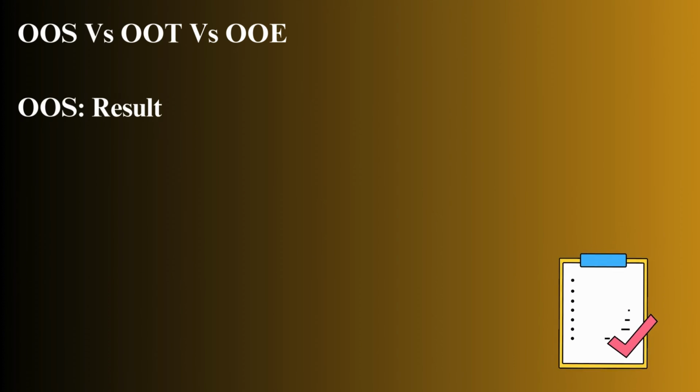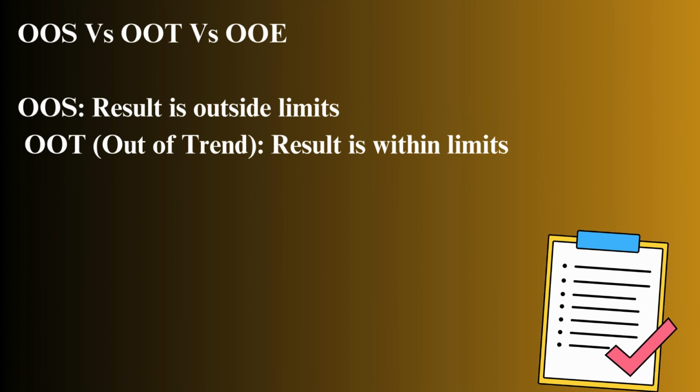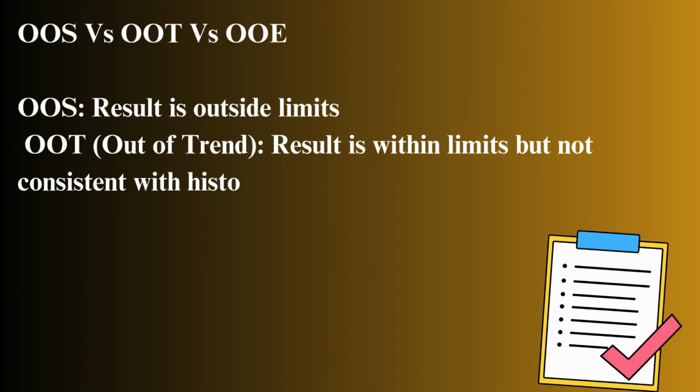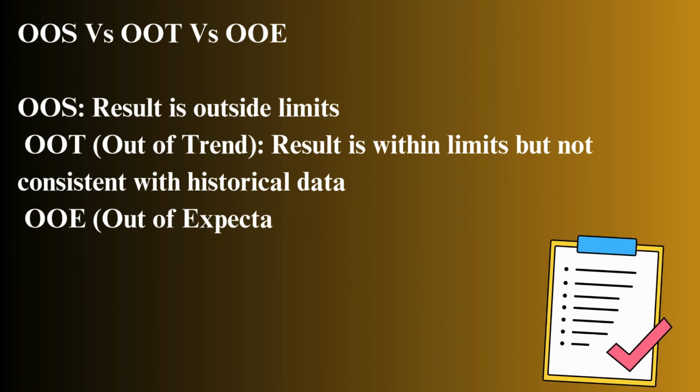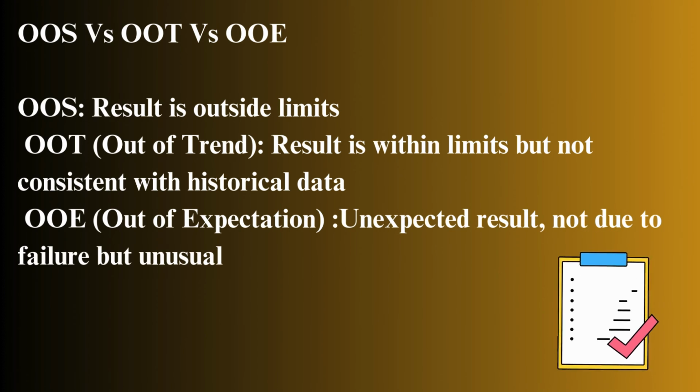OOS versus OOT versus OOE. OOS: result is outside limits. OOT, out of trend: result is within limits but not consistent with historical data. OOE, out of expectation: unexpected result, not due to failure but unusual.